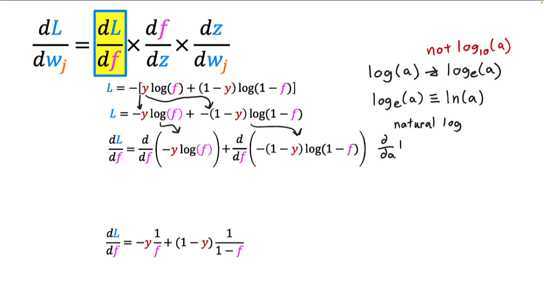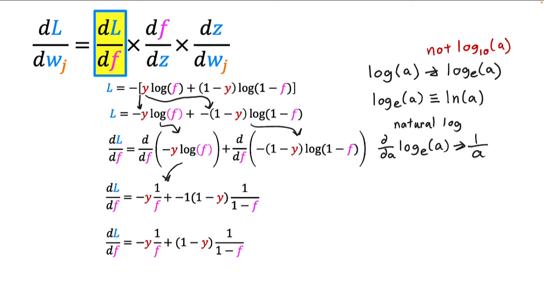Okay? So the derivative of log a base e with respect to a is actually 1 divided by a. And don't worry, this is a rule of calculus that you can look up on the internet. And now if we apply this rule to these two terms here, because there's logs in both of them, this is what we get. For the first term, now you have negative y, which didn't change, but now when you take the derivative of log f, the result is 1 over f. And for the second term, the negative 1 times 1 minus y doesn't change, but now the derivative of log 1 minus f is now 1 divided by 1 minus f.